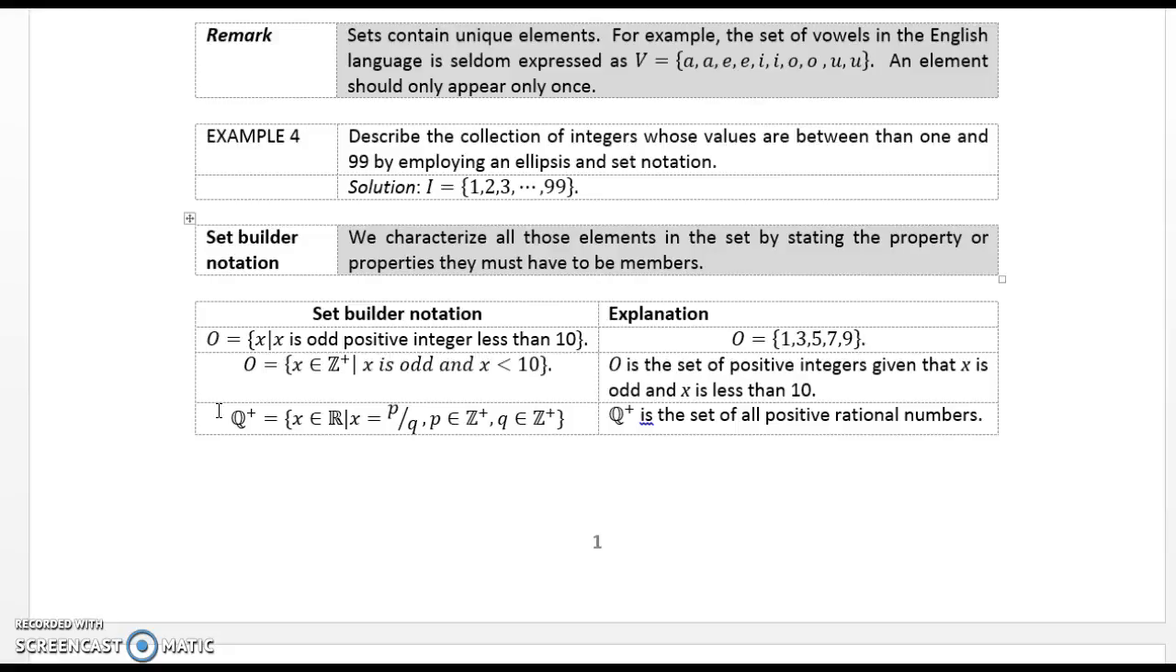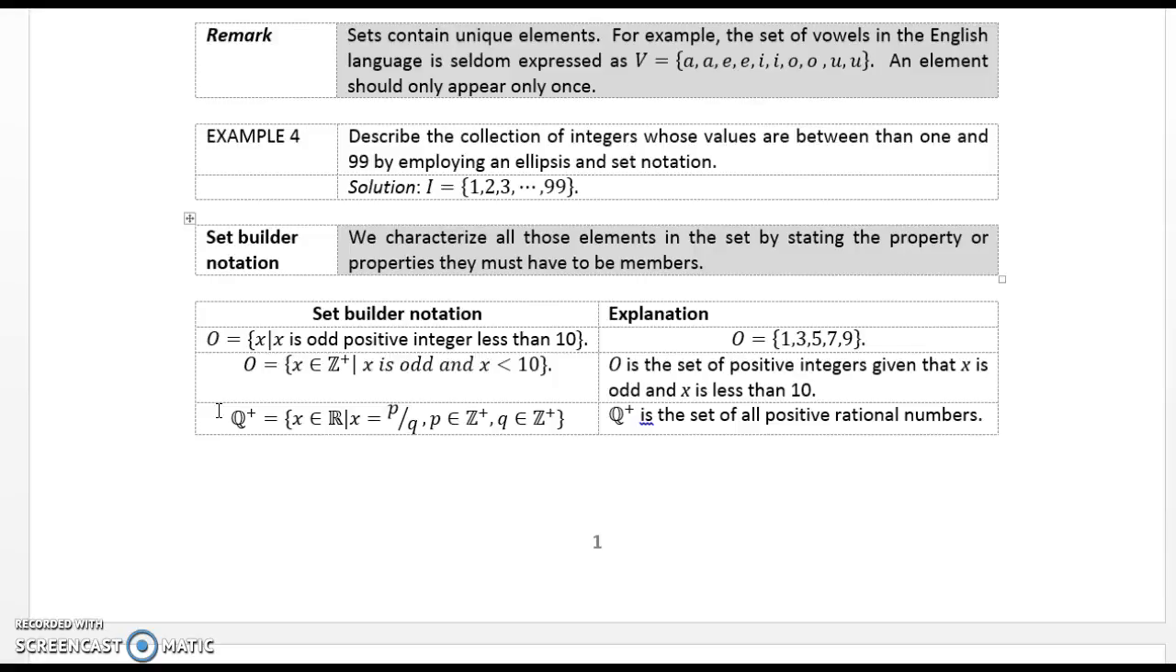So in the left-hand column, we have the set builder notation, and in the right column, we have an explanation. O is the set {x | x is an odd positive integer less than 10}. O = {1, 3, 5, 7, 9}. O = {x ∈ Z⁺ | x is odd and x < 10}, where the script Z with the superscript plus represents the set of positive integers. O is the set of positive integers given that x is odd and that x is less than 10.